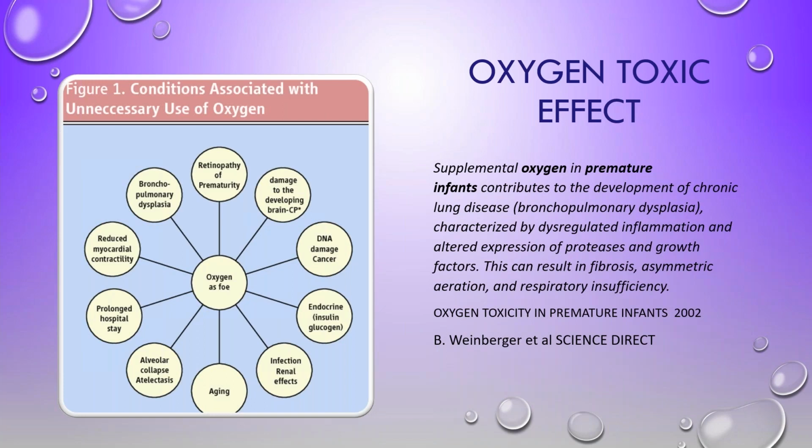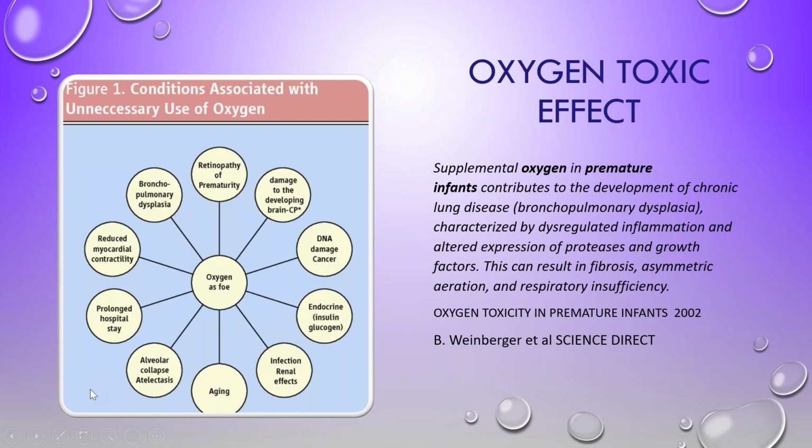Oxygen toxic effects. Supplemental oxygen in premature infants contributes to the development of BPD, or chronic lung disease. And this is characterized by dysregulated inflammation and altered expression of the growth factors. And this can result in fibrosis, asymmetric aeration, and respiratory insufficiency. And this comes from an article from Science Direct.